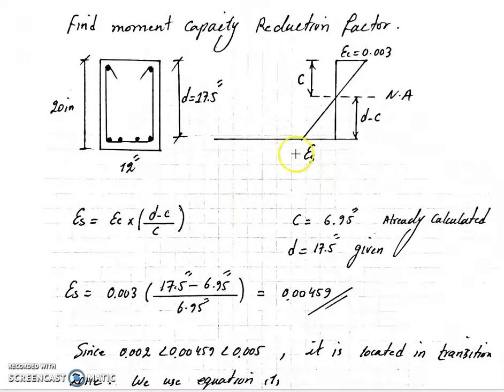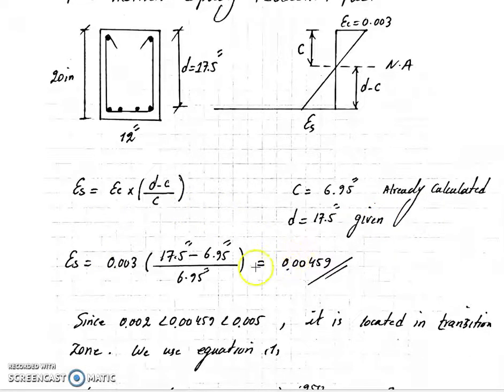In order to find epsilon s, we use the triangle similarities between these two, top and bottom. So we get epsilon s is equal to epsilon c multiplied by d minus c over c. Our c is 6.95 inches. I already calculated this. We will have a different example on how to find c. The goal for this video is just to show how to find phi. So you plug in these given values, and we get epsilon s is 0.00459.